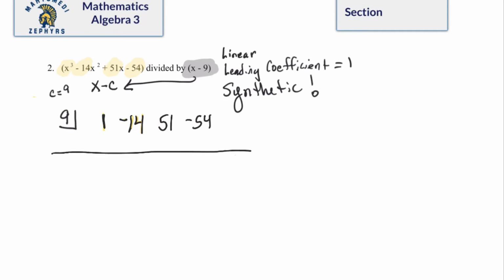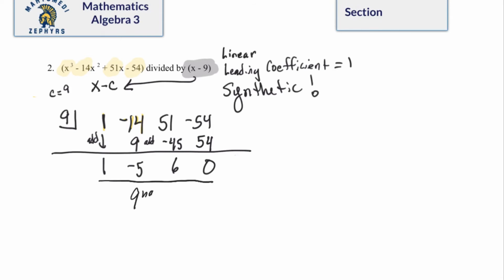Here's our method. The first coefficient gets brought down, so we have a 1. Then we take 9 times 1, which is 9. Now we're going to add again. We add, we get negative 5. 9 times negative 5 is negative 45. Get 6. 6 times 9 is 54. And awesome, we get 0.